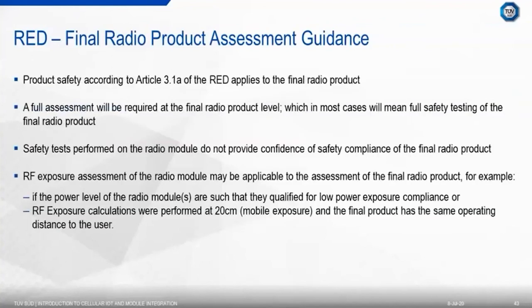Product safety under Article 3.1a always applies to the final radio product. The safety assessment takes into account the application of the product and the environment it will be used in, and a safety assessment on a radio module doesn't provide any confidence of safety compliance on the final radio product. However, RF exposure, also under Article 3.1a of the RED, may be able to be used if the RF output power of the radio module meets the low power exposure compliance level, or the radio module shows exposure compliance at 20 centimeters and at least that same separation distance to the user is the case in the final radio product as well.